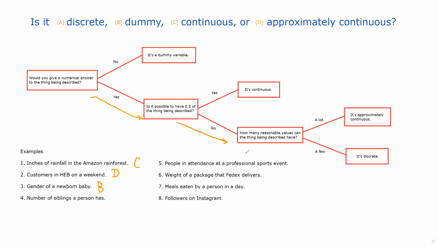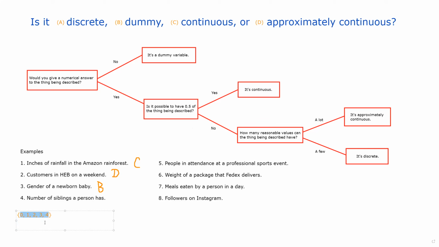And then how many reasonable values can the thing being described have? Well, let's see. Most people probably only have 0, 1, or 2, maybe 3 or 4 siblings. That's probably the full list. Most people have a number of siblings in this list. Now, yes, I'm sure there are some people who have, oh yeah, I have 11 brothers and sisters. Okay, sure, that's fine. There are some people that do. But for the most part, most people answer some number from this list.